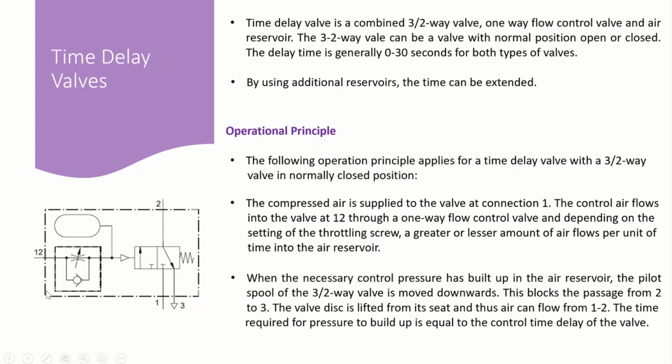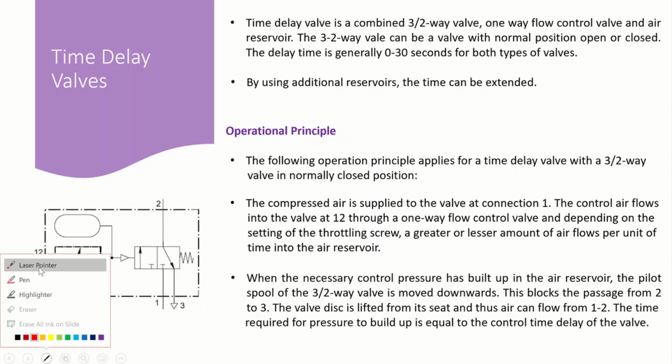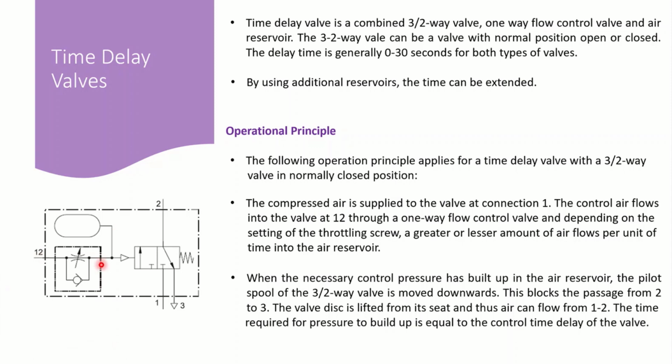As you can see here, let me bring the laser pointer. Here we have the symbol of the time delay valve. Whenever you see this symbol, it means we have a time delay valve within that pneumatic circuit. And here we have a throttle check valve. We already discussed how a throttle check valve works. We have a reservoir, and we have a directional control valve.